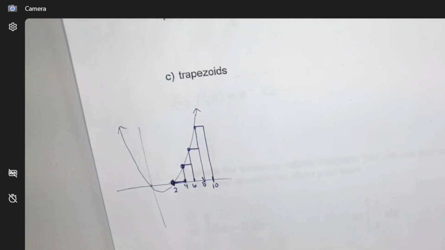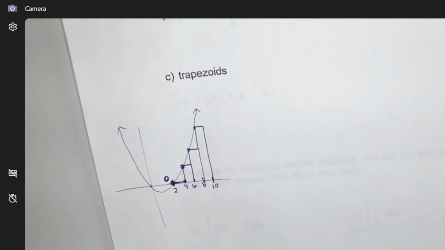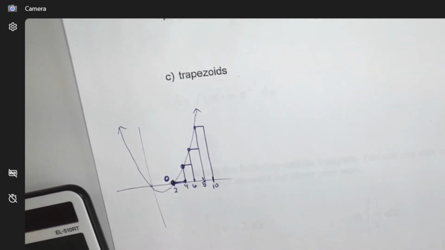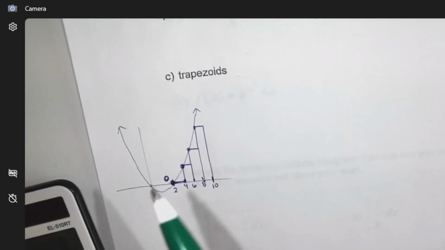Okay, you do not, on this one, do any rectangle from the 10. If you did rectangles from the right, you would start at 10 and not do anything at 2. Okay, I can already tell you the height of this is 0. Okay, 4 squared minus 2 times 4 is 8.